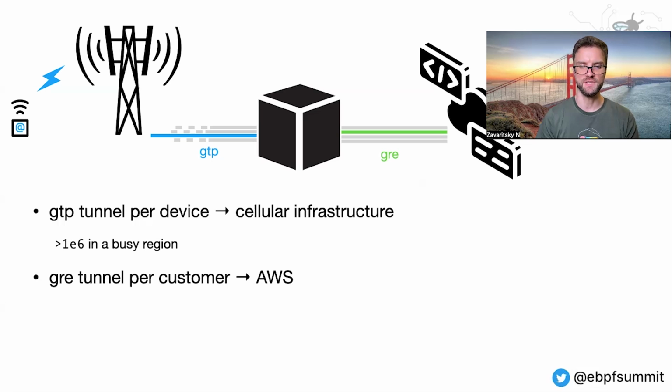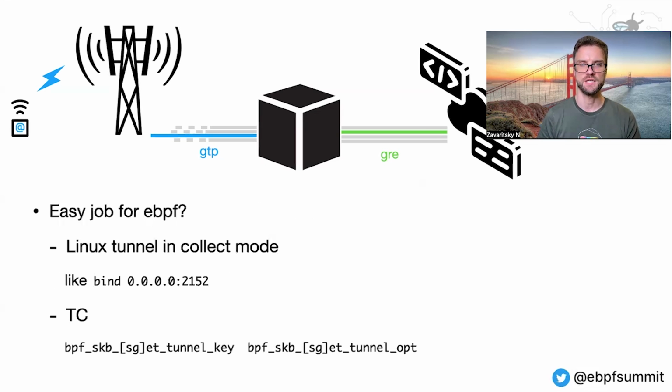We have over 1 million GTP tunnels in a busy region, but relatively few GRE tunnels. Clearly, you can't have a million tunnels in Linux. Instead, a single tunnel in so-called collect mode aggregates all GTP traffic. A TC program uses the bpf_skb_get_tunnel_key helper to recover information about a tunnel. The program uses BPF maps to match a tunnel to the customer and to find out the target GRE tunnel. Finally, the program updates the tunnel key and redirects the packet into a GRE device, also operating in collect mode.